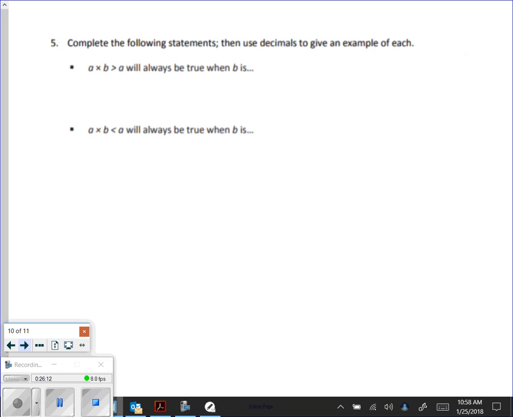Okay. I love it when we throw letters in there and y'all kind of go, oh, what now? A times B. The letters represent numbers.